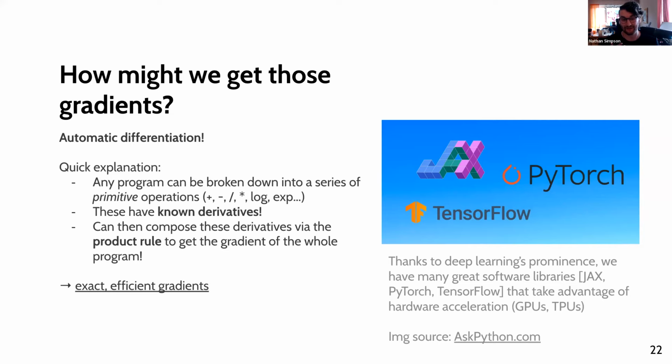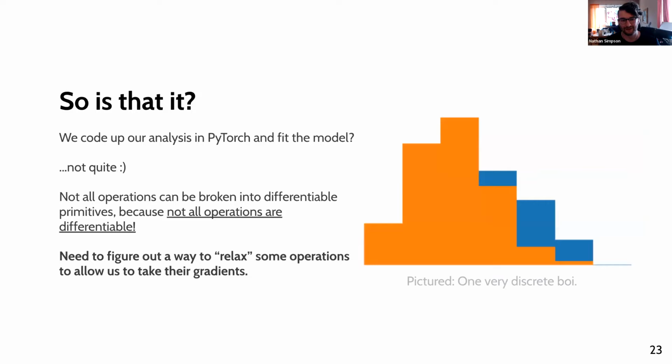And the great thing about automatic differentiation is that it's not only efficient, it's exact, because we're using these analytical primitive derivatives that we put in ourselves because we think we're okay at mathematics. So that's just to tell you where gradients are coming from. But then you might say, okay, well, let's just put all our analysis code in PyTorch and optimize the whole thing, right?